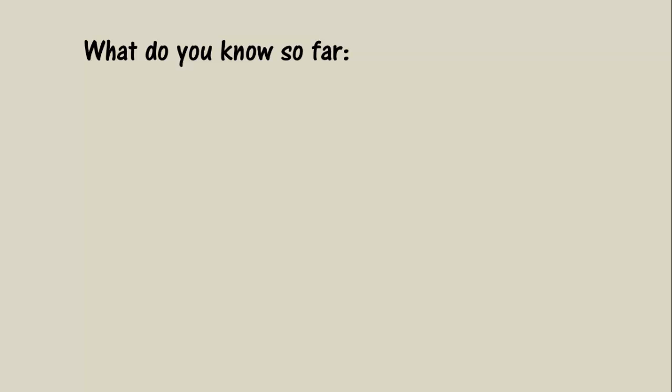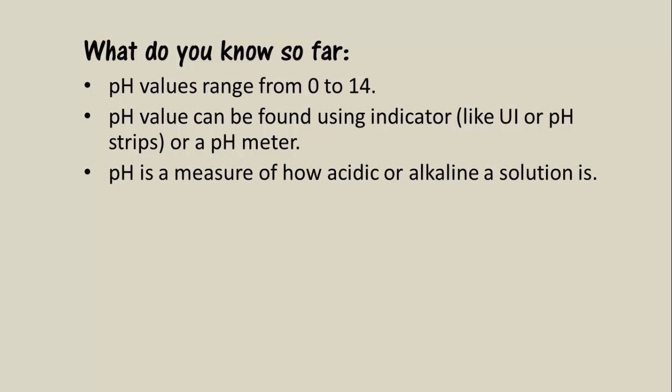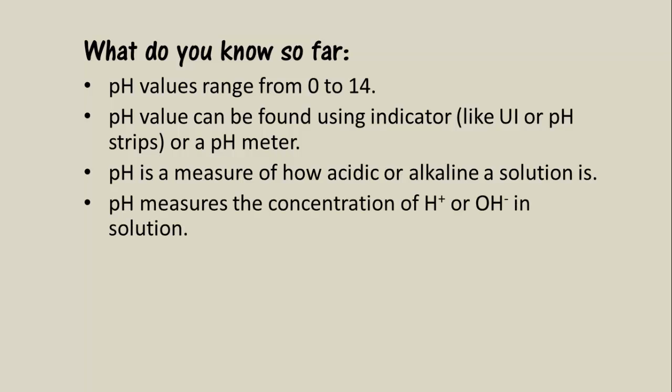What do you know so far? Let's review some of the ideas you should already know about pH. You should know, of course, that pH values range from 0 to 14. You should know that pH value can be found using an indicator, like universal indicator, or using pH strips, or even a pH meter if one is available. You should know that pH is a measure of how acidic or alkaline a solution is. Or you might know that pH measures the concentrations of hydronium or hydroxide ions in a solution.